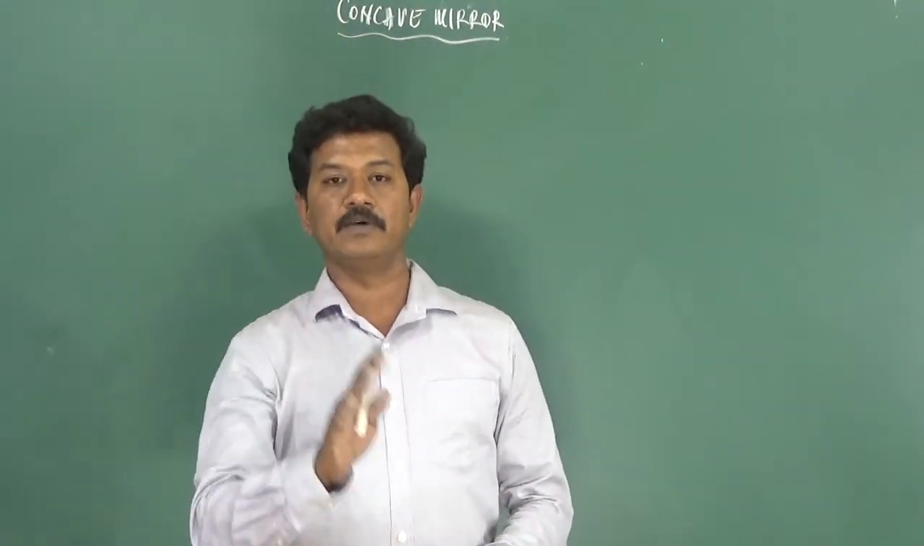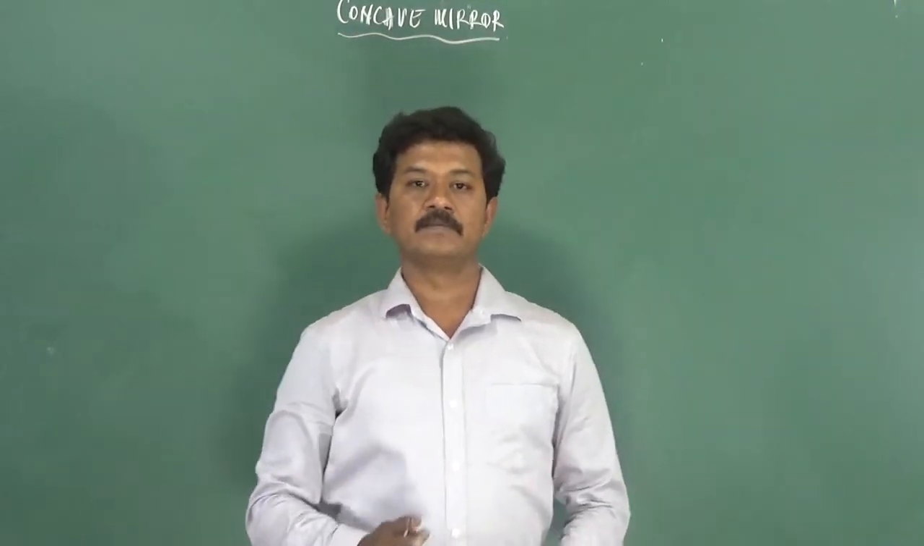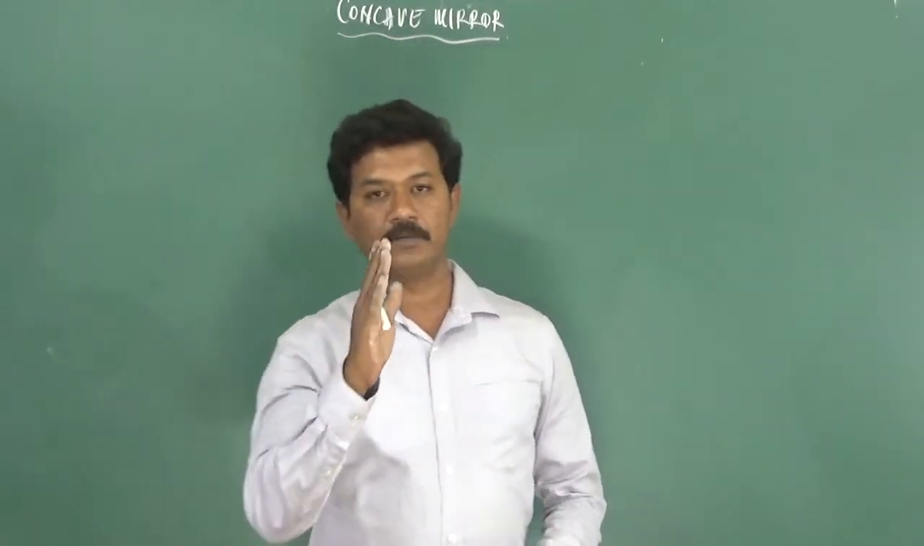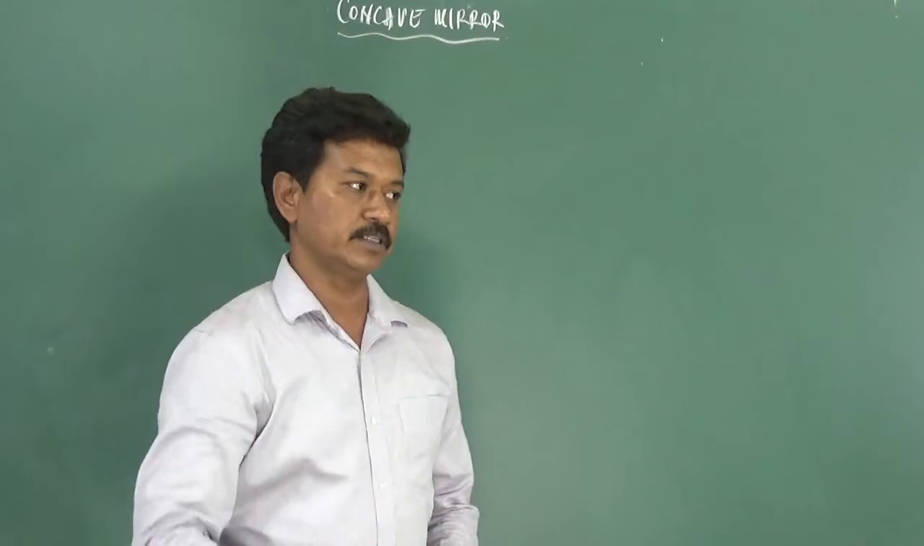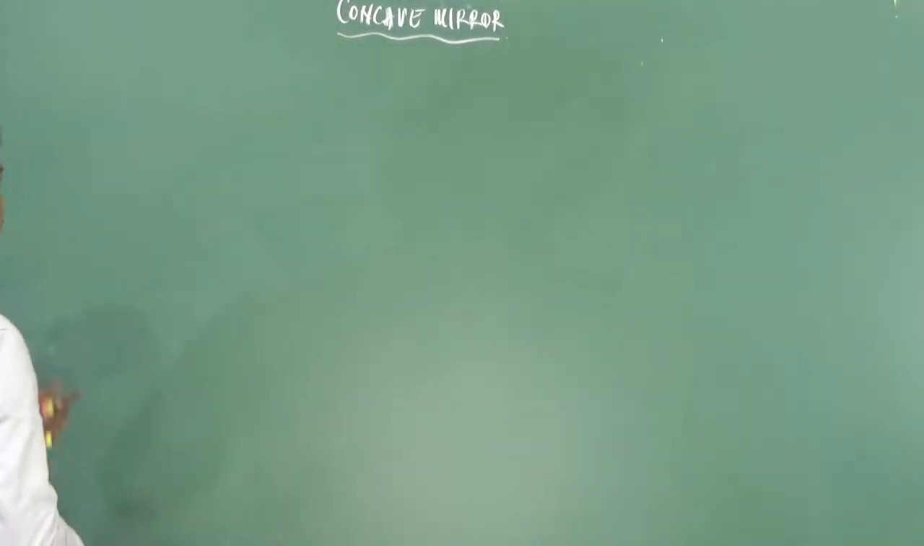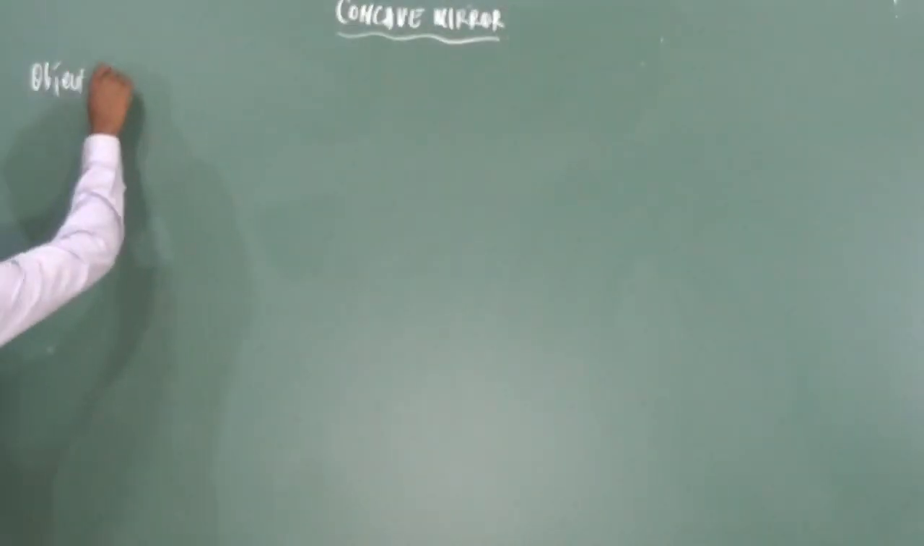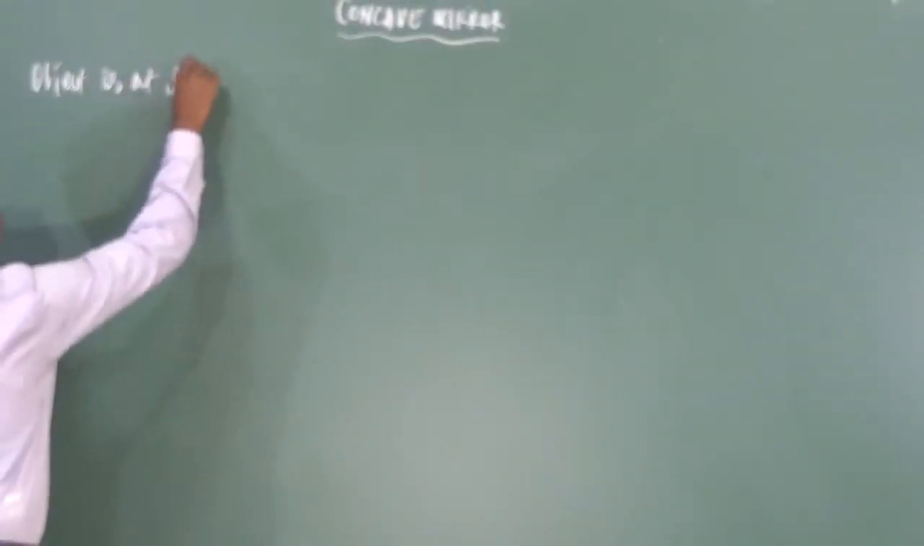Today we have 6 ray diagrams in total, and they will flow one by one, so very keen observation is required. Really, you will enjoy this session. Okay, let us go with the first ray diagram. The object is at infinity.